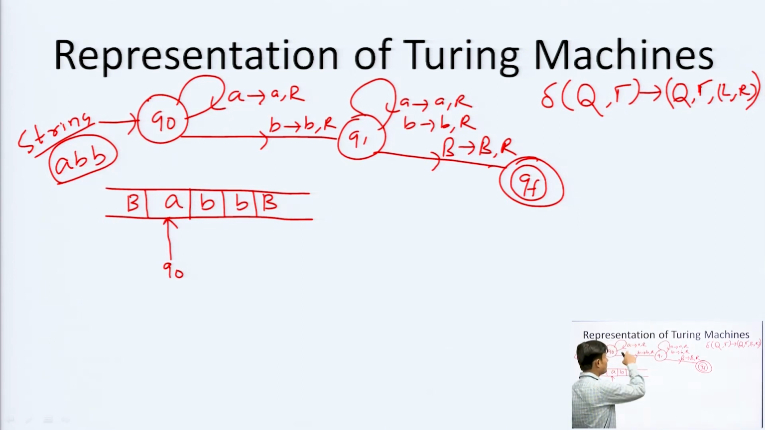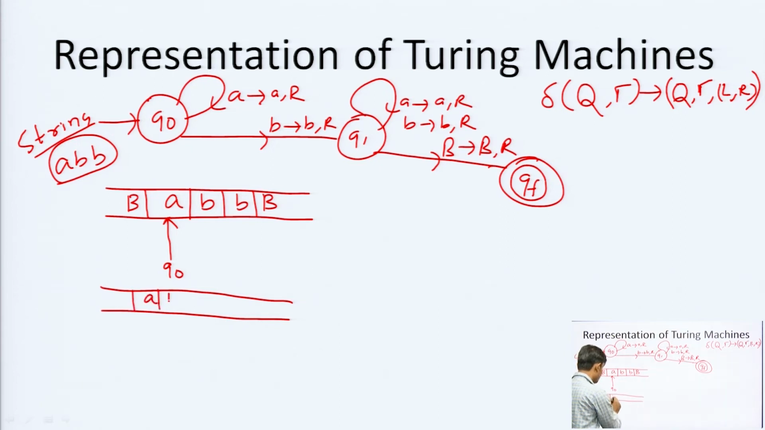Here one transition is given: in state Q0, with input A, stay in Q0, the tape input remains the same, whatever A was there remains the same, and move right. So what will be there? You see here this is A, now B, and this is B, and now Q0 points to B. Clear now.